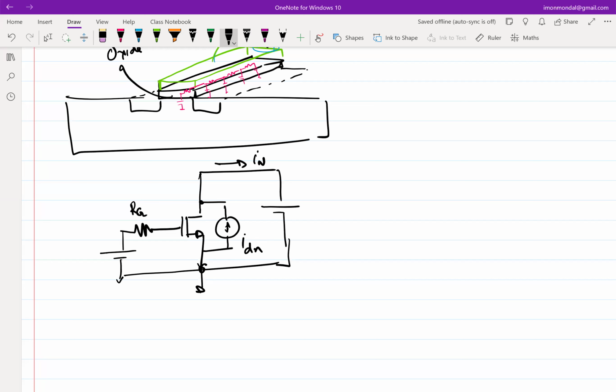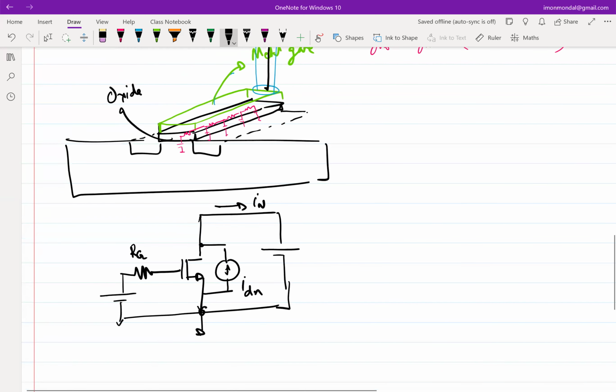Before that, I didn't show you how to model the noise of the resistor. I showed you how to model the noise of the transistor, but it's a mistake on my part that I didn't show you how to model the noise of the resistor. So let me do that before I come to finding out the current. What did we say?